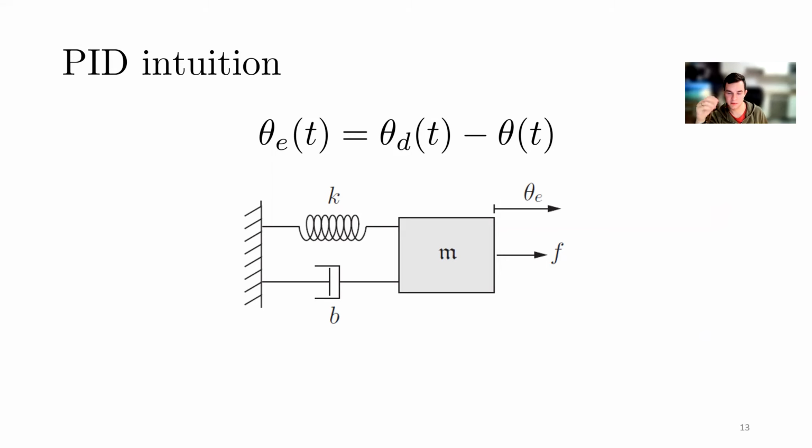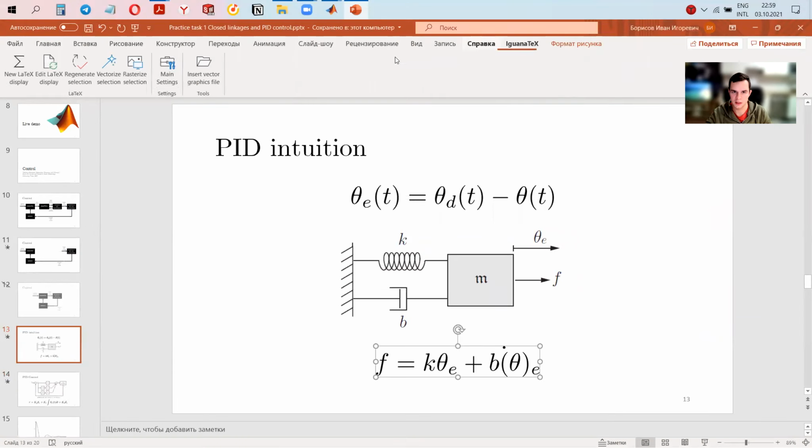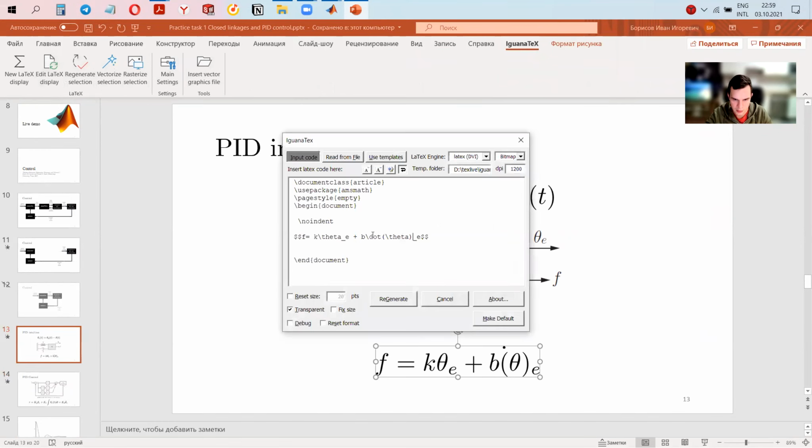spring deflection. If we multiply spring deflection by the coefficient of stiffness, we will get the force which is generated in the spring. If we take... here a mistake, let me fix it very quickly.